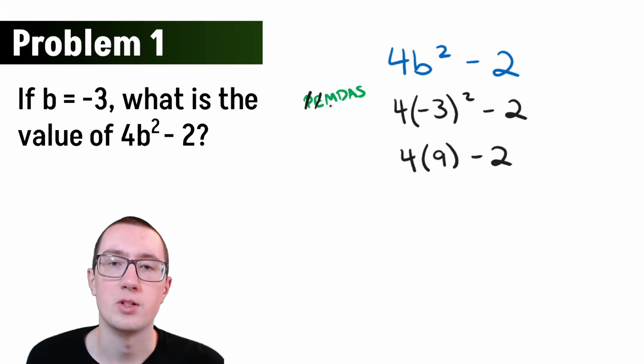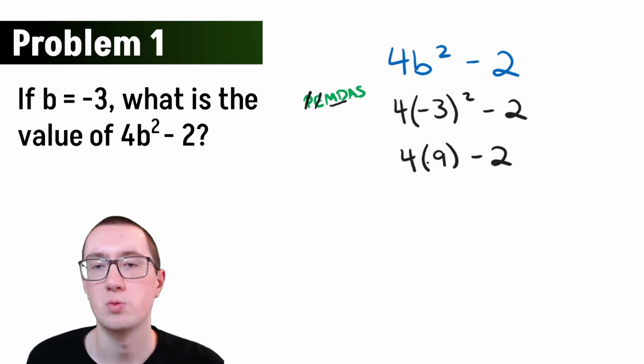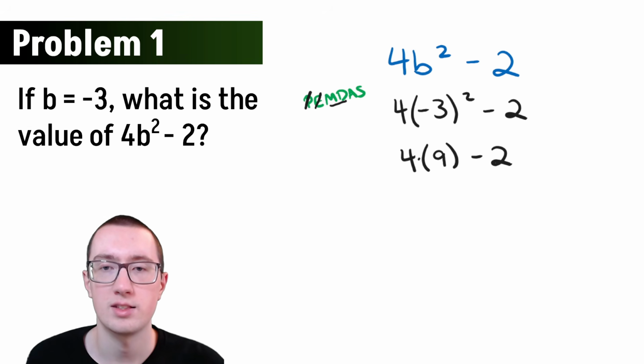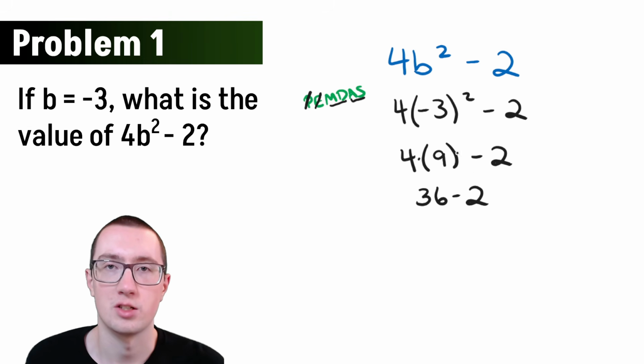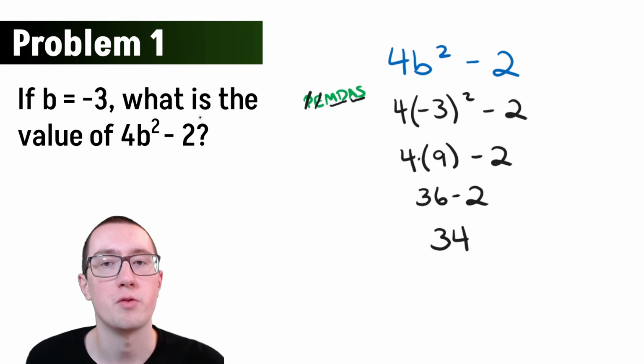And now the next step is multiplication and division. And here we have multiplication. Whenever you don't see a sign in between things, that means multiplication. So 4 times 9 is 36. And then all that's left is, well, the addition and subtraction, but we only have one thing left here. 36 minus 2 is 34. So there we go. We've found the value of 4b squared minus 2.